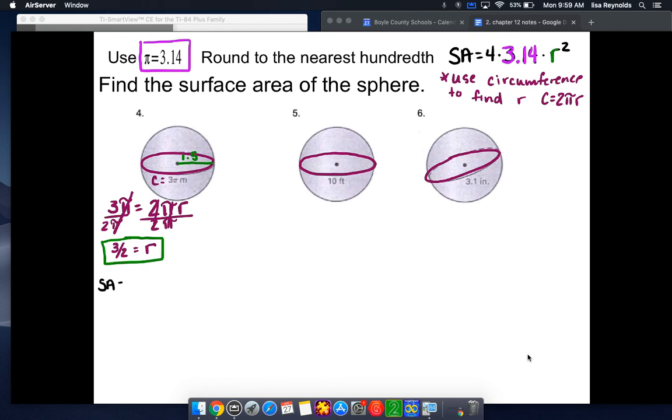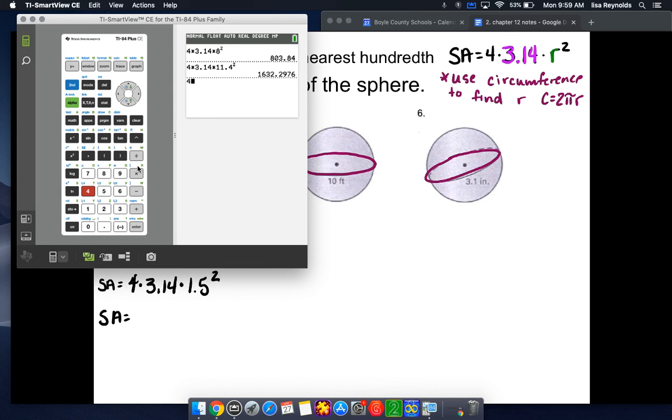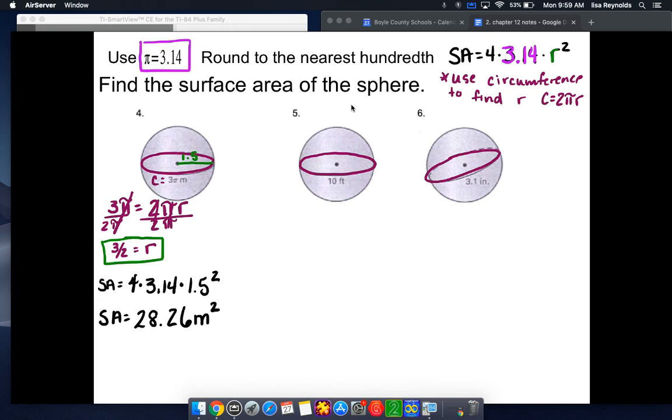Now we can calculate the surface area. Our surface area is 4 times our 3.14 for pi times our radius of 1.5 squared. And now we can calculate. 4 times 3.14 times 1.5 squared. So our surface area is 28.26. Since our circumference is in meters, our surface area is in square meters. Next one.